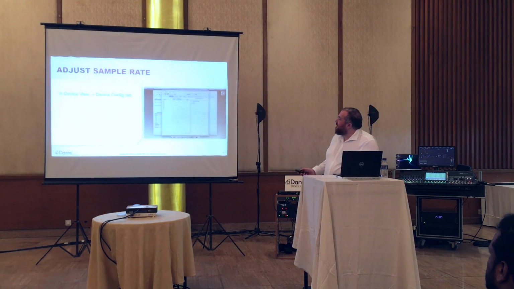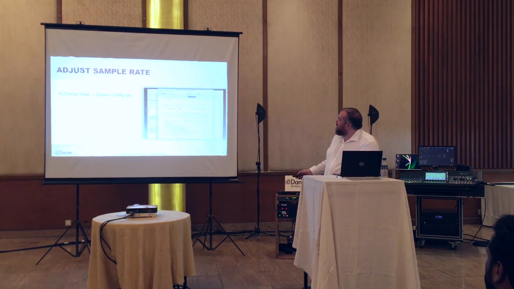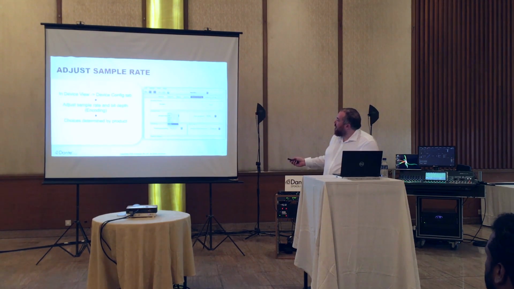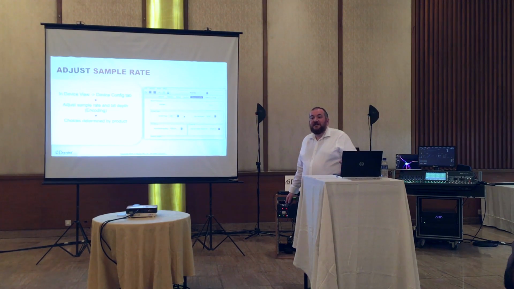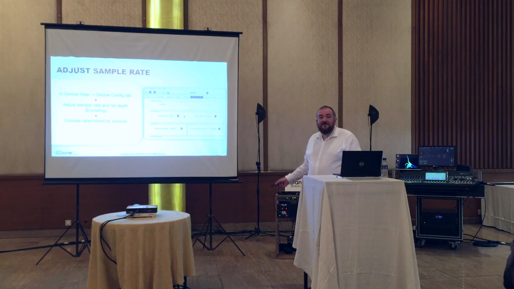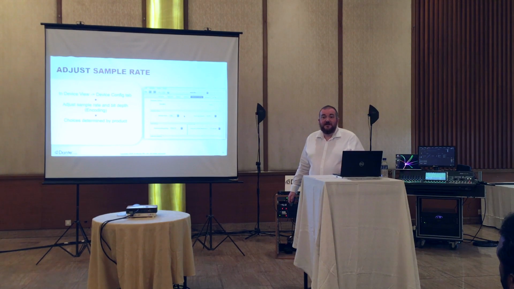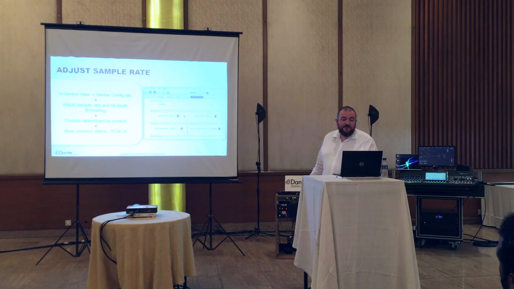Adjusting sample rate, very similar. Double click on the device to get the device view, go to device config, and we can change our sample rate to one of the sample rates available on that device. So here we're showing all of the different sample rates that Dante supports. Obviously, if I'm making a device that only supports 48 kilohertz, it would make no sense to have the other sample rates available because it would break things. So manufacturers can restrict the number of sample rates that they support, which is just totally sensible.